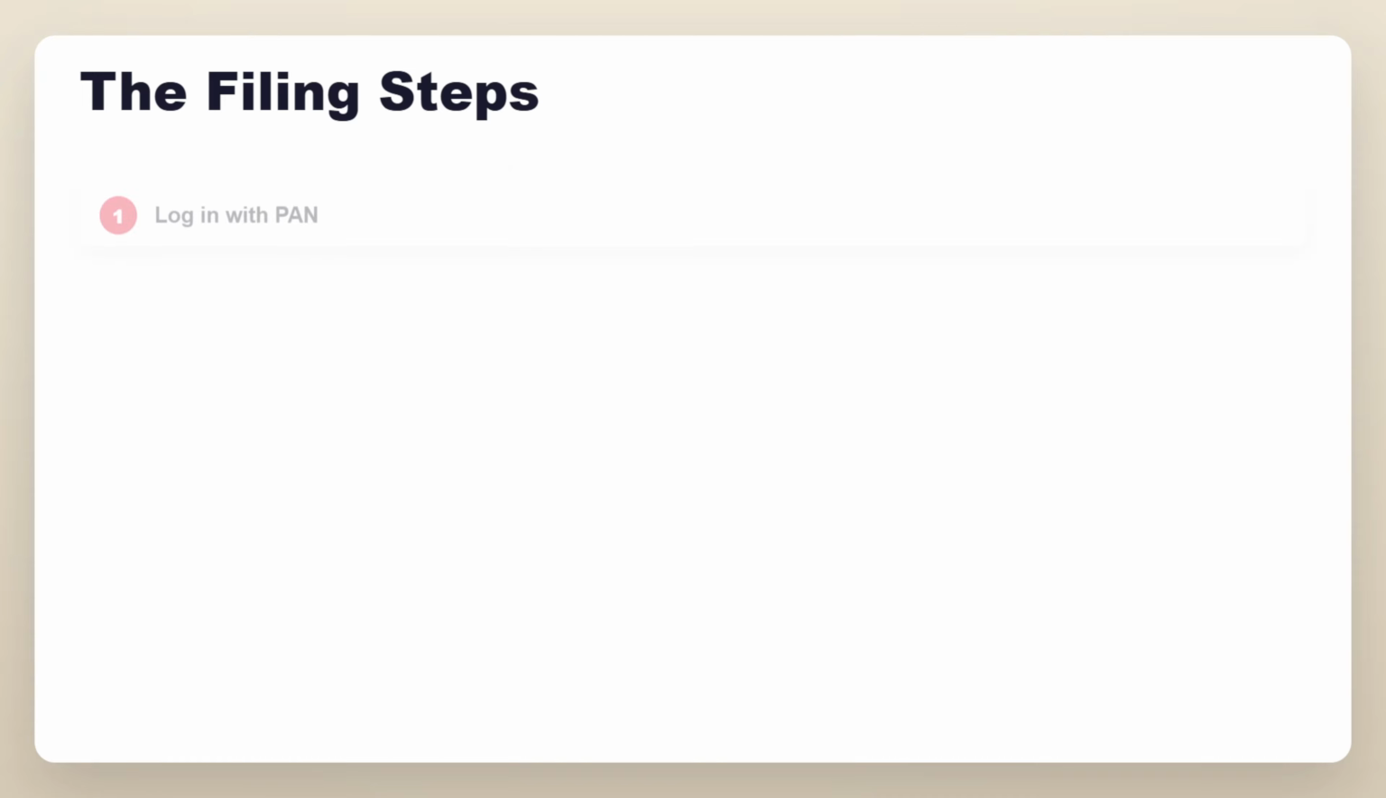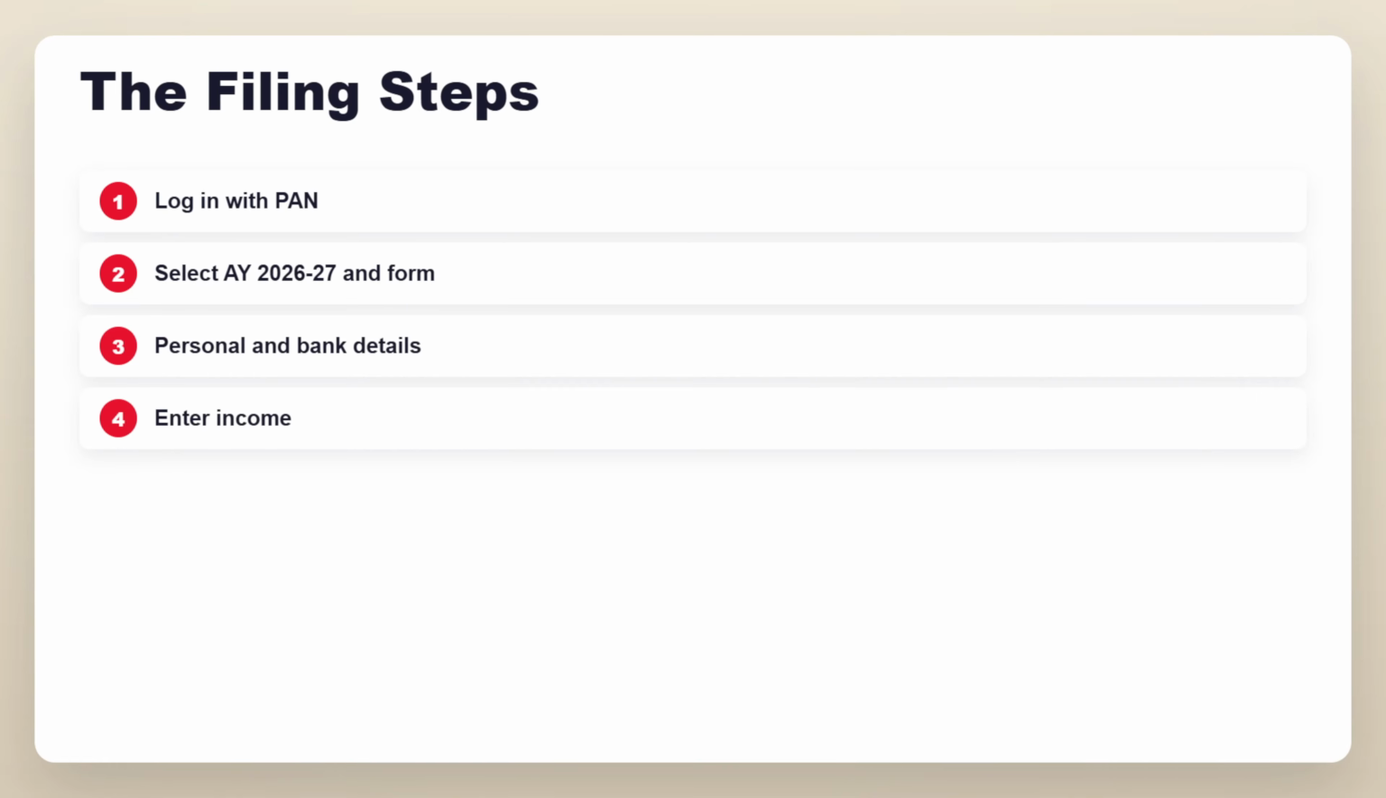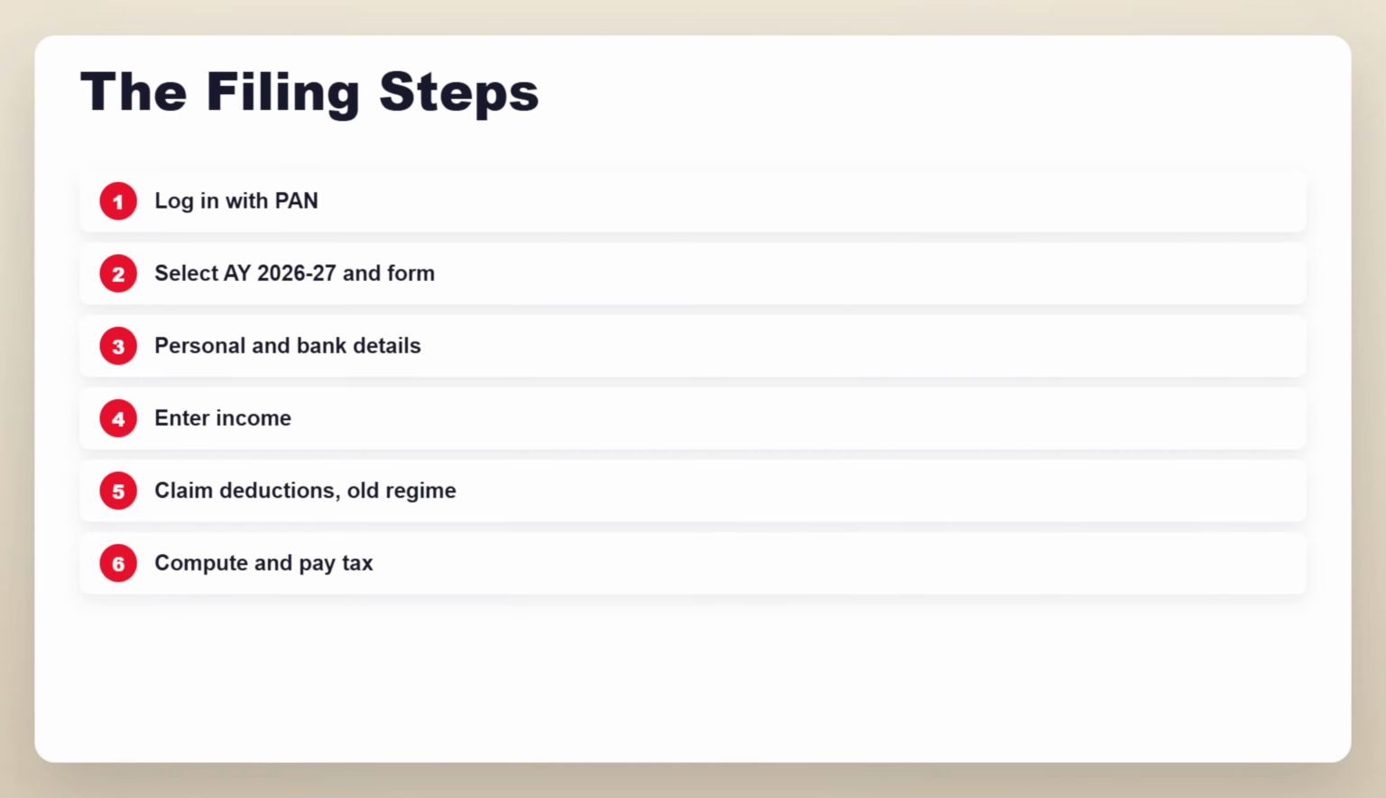Log in with your PAN as user ID, or register with PAN and Aadhaar if you are new. Select Assessment Year 2026-27, your ITR form, and your tax regime. Fill in personal details, including your bank account for the refund. Enter income, salary from Form 16, house property, capital gains, and other sources.